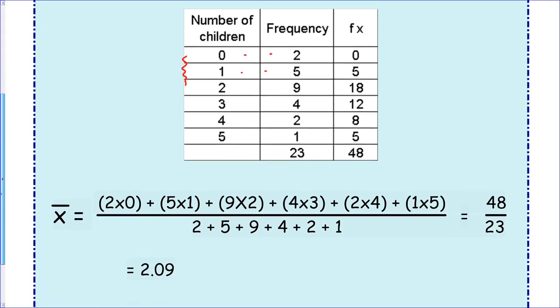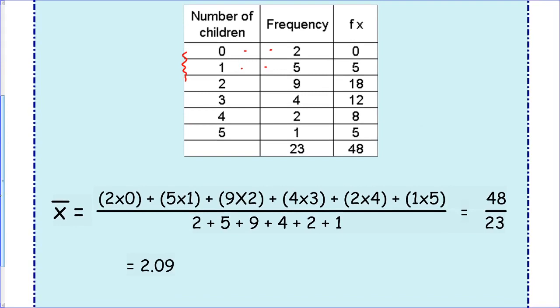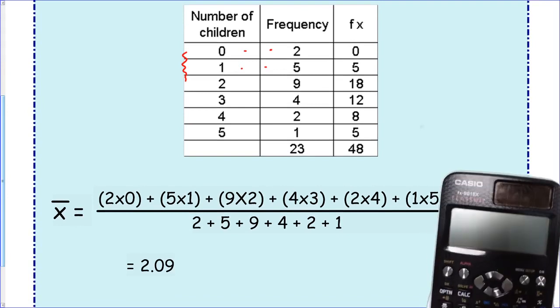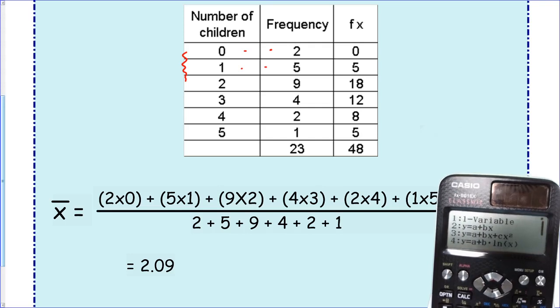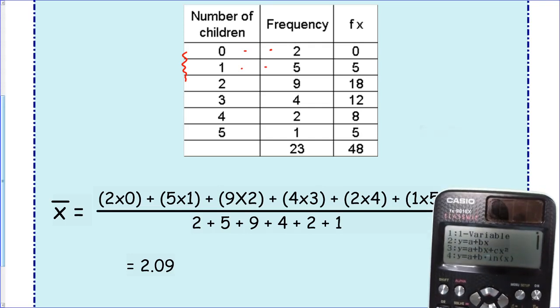So if I just show you how to use your calculator for this, we're going to be using the Casio ClassWiz calculators. I'll pop mine here, and we're going to be using the stats mode. So if you switch your calculator on, you need to go to stats mode, which is here. We're going to be dealing with one variable data, so this is data where we had x and we had frequency. I'm going to press 1.